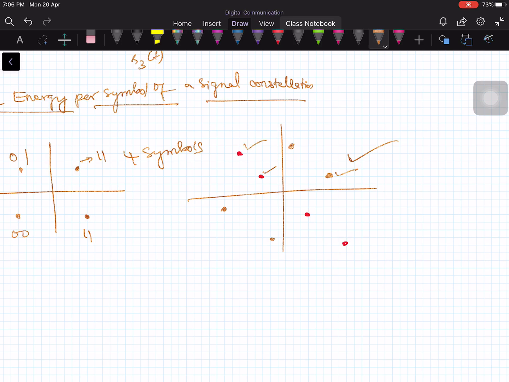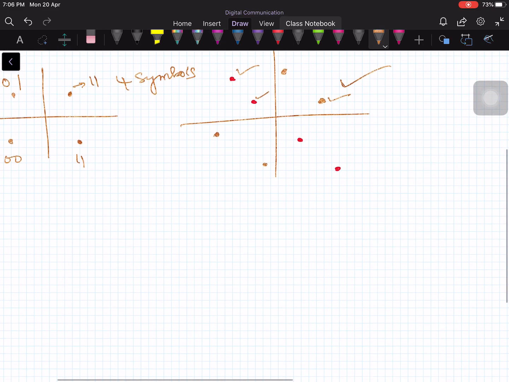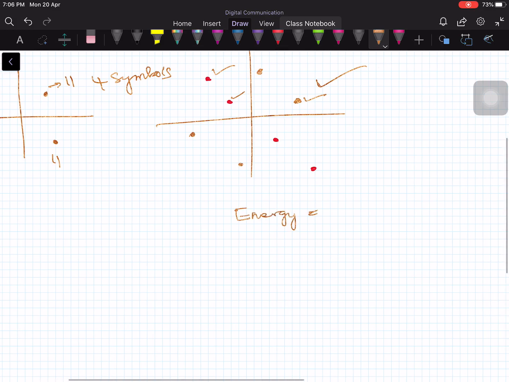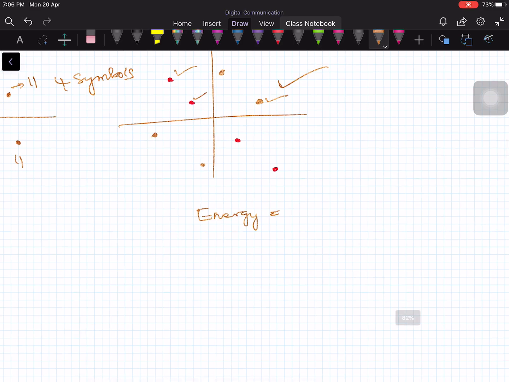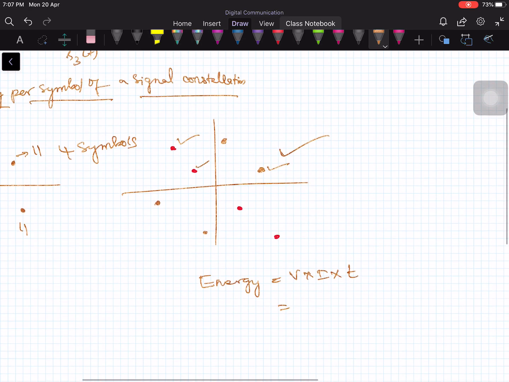So first thing we wanted to define the concept of average energy. First of all, how do you find the energy? We know the energy formula. In the case of DC, we can say energy is voltage times current times time. Let us take this, all are voltage waveforms.